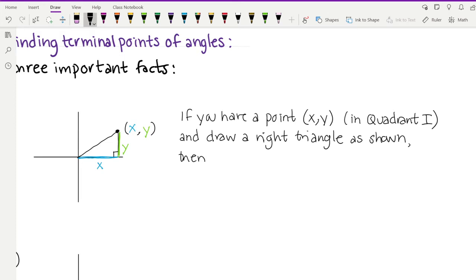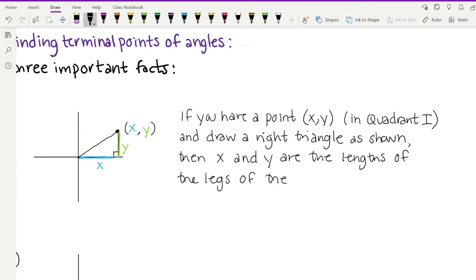Then x and y are the lengths of the legs of the right triangle. And so basically what this means is that when we get to finding the terminal points of all these different angles, we're going to be able to sketch right triangles and use those to help us figure out what the x and the y coordinate are.